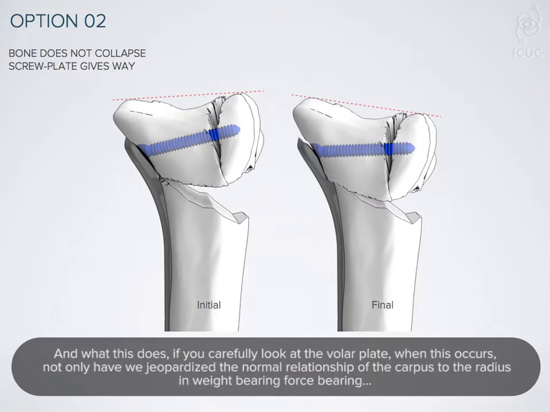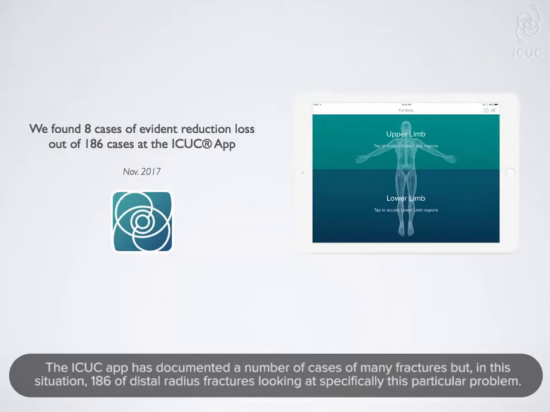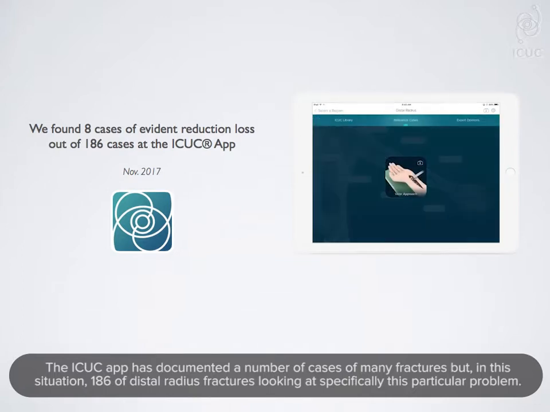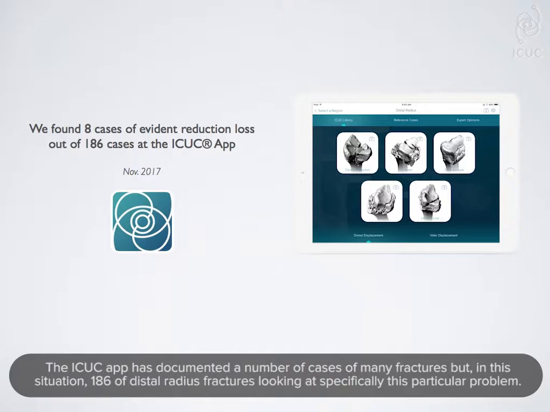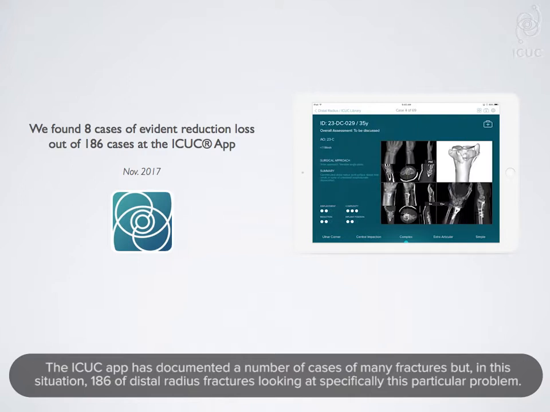And what this does, if you carefully look at the volar plate, when this occurs, not only have we jeopardized the normal relationship of the carpus to the radius in weight bearing, force bearing, but also now look at the plate. The plate is now off of the bone and represents a major risk of tendon problems. The ICUC app has documented a number of cases of many fractures, but in this situation, 186 distal radius fractures, looking at specifically this particular problem.